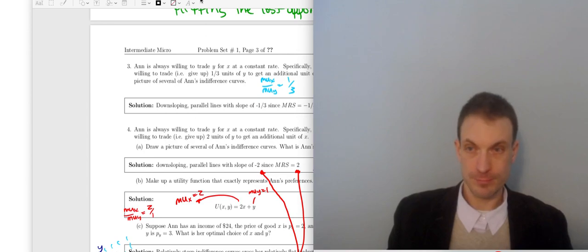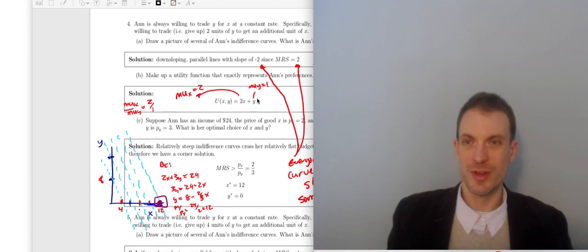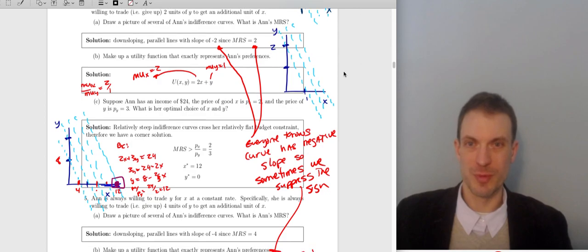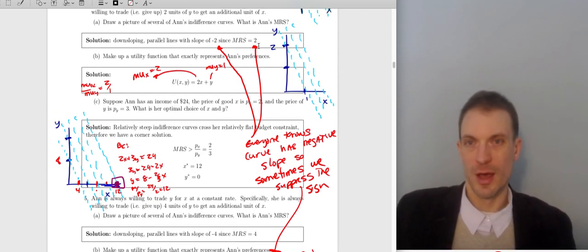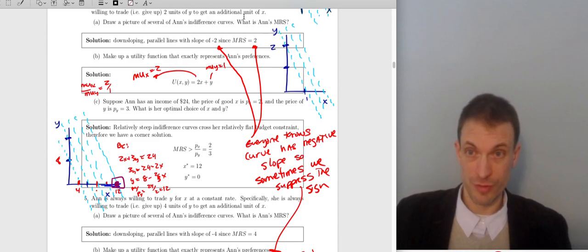Okay. Anyway, Anne is willing to trade Y for X at a constant rate. Specifically, Anne is willing to give up 2 units of X to get an additional unit of Y. Now this picture should be right. Draw a picture. So this is right, rise over run: 2 units of Y to get an additional unit of X. The rise is I'm giving up, losing 2. The run is gaining 1, right? Losing 2, gaining 1, rise over run.